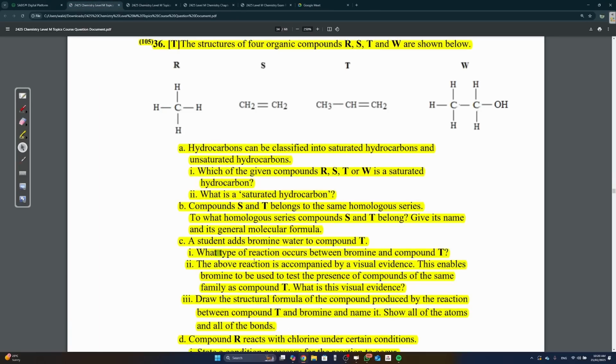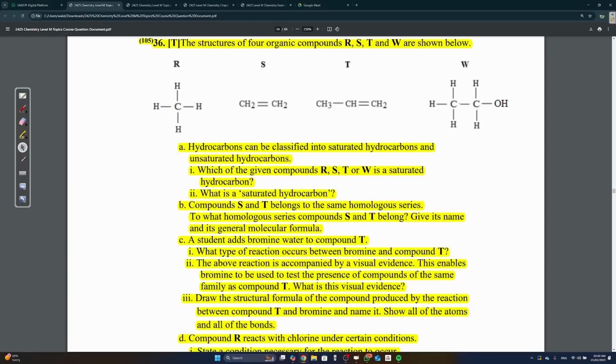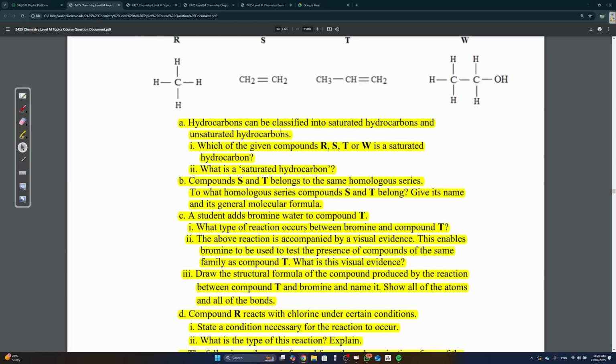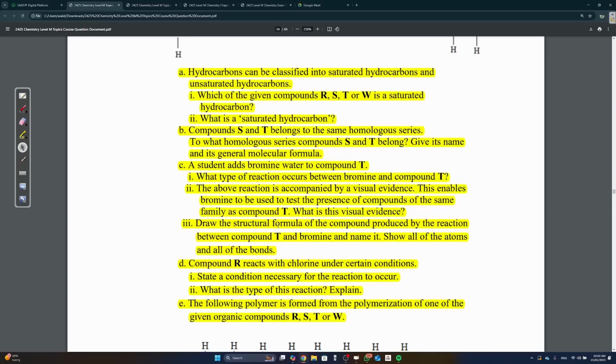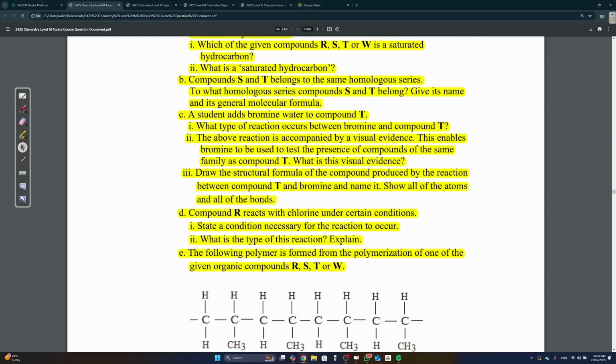No, part I was what type of reaction. Okay, what type of reaction? It's addition. Bromination is an addition reaction, right? And then the observation was the decolorization. Okay, I didn't see it, I skipped part I. Draw the structural formula of the compound produced by the reaction between compound T and bromine and name it. Show all of the atoms and all of the bonds.